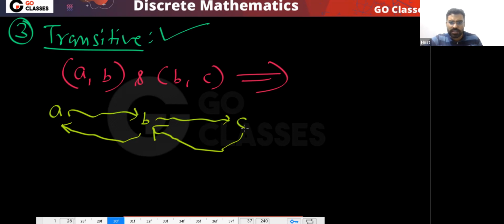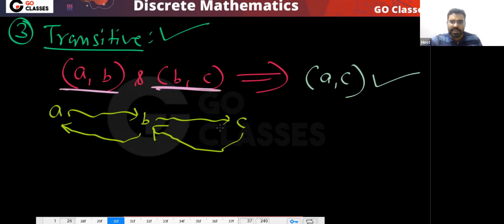There is a path from A to C, and there is a path from C to A. So yes, they are also strongly connected. If A, B are strongly connected and B, C are strongly connected, then A, C is also strongly connected. Very simple concept. This is the path from A to C, and this is the path from C to A. So this is transitive also.